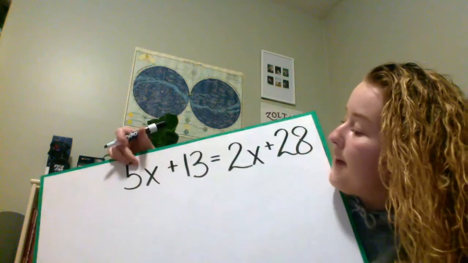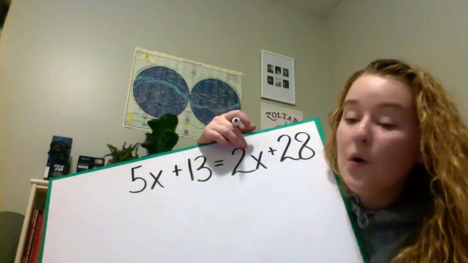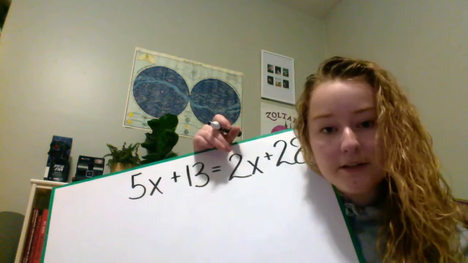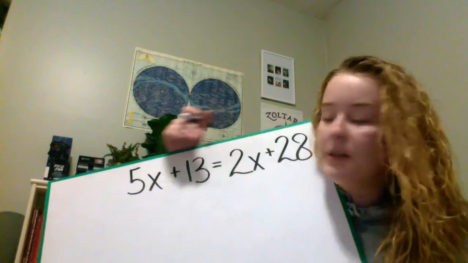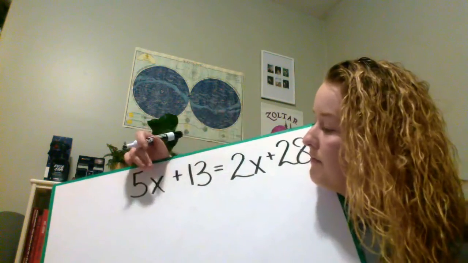So in this case, we have 5x, we have 2x. We want to combine them, just like we're combining like terms, okay? We want to get them all to one side of the equation, either side, okay? So I'm going to start setting this up. I'm going to draw my line through my equal sign.